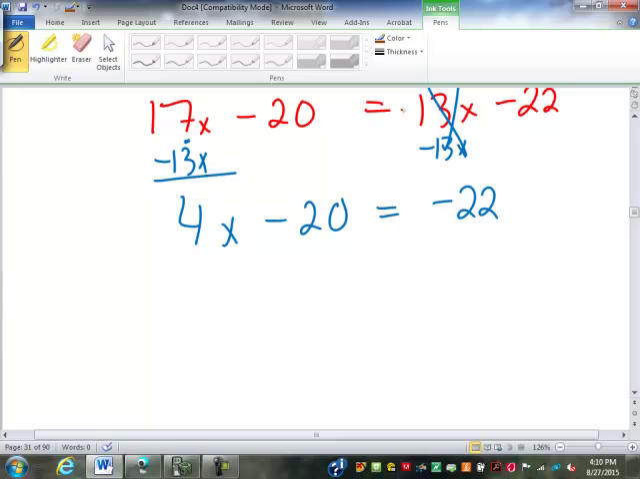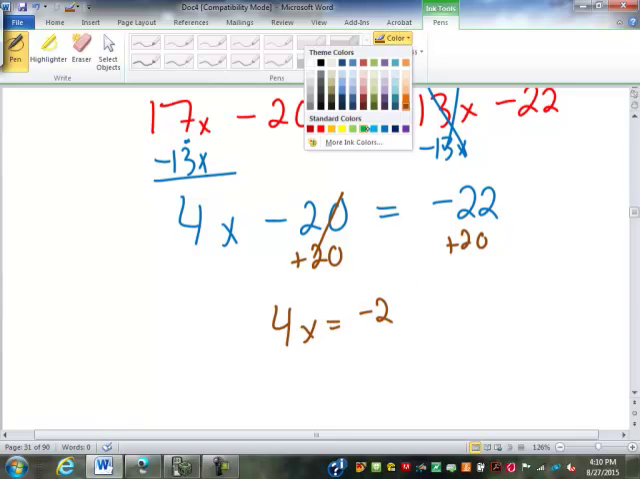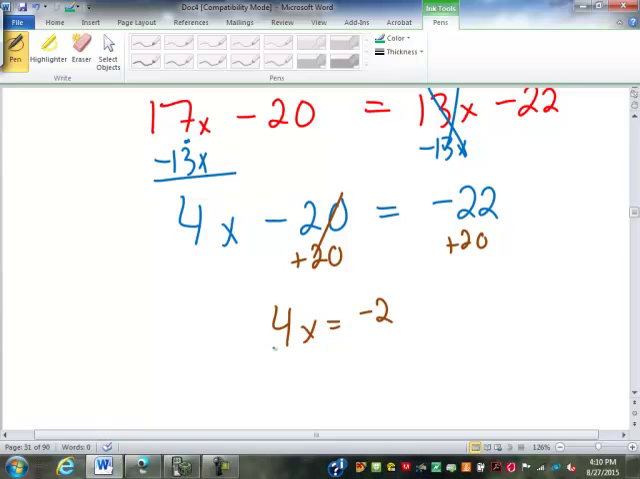And then plus 20. 4x equals negative 2. Looks like I screwed up writing this problem, but that's okay. Divide by 4, we get x equals negative 0.5 or negative 1/2. How many people got that? Okay. I screwed up just a little bit on that problem. I wasn't ready for that to come out as a fraction yet, but that's okay.